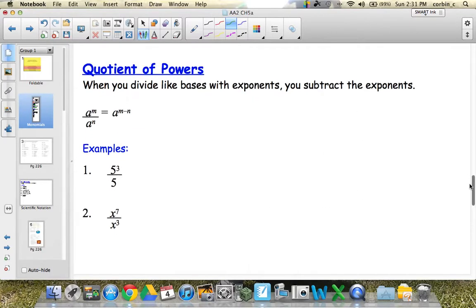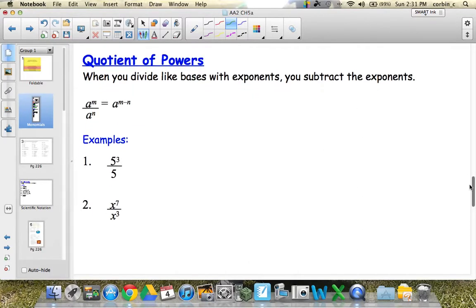My next example is quotients of powers. So it's similar to the multiplication, but it's the opposite. You're going to take, as long as these have the same base, a and a, instead of, like when we multiplied, we added the exponents, when you divide, you're going to subtract the exponents. So a to the m divided by a to the n is going to be a to the m minus n. So once again, pause the video and try these examples.